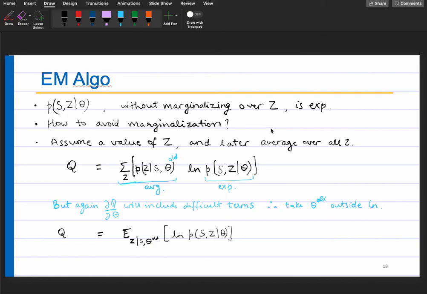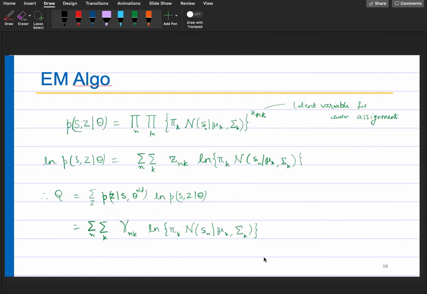And the only variable is theta. So basically, the goal is you want to do argmax over theta of Q, which is a function of theta, but also a function of theta old, and this thing won't vary when you vary theta, right? Because this is fixed with respect to the new theta. That's what you have done here. So you have taken this theta old here so that it does not interfere with your analytical solution. This is the EM algorithm.